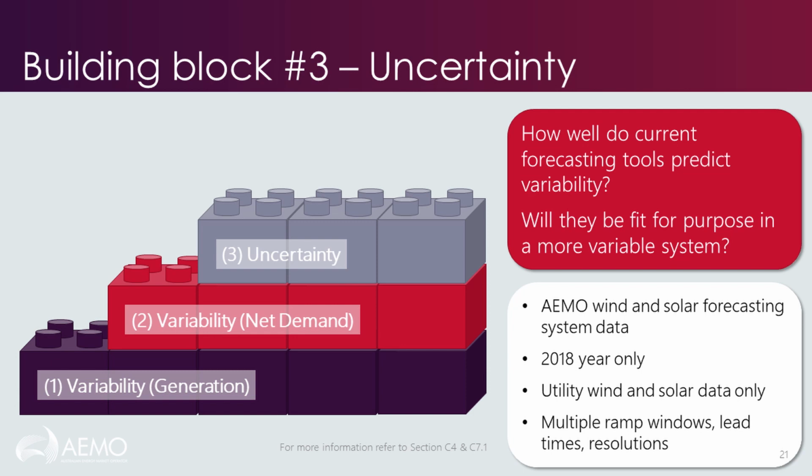If we can't predict them well, then we need to ask ourselves if our current tools will be fit for purpose going forward. For this analysis, we compiled a new dataset of forecast accuracy measures for 2018 only. This was across all large-scale wind farms and solar farms, so no distributed PV. The information we compiled was from AEMO's dispatch, 5-minute pre-dispatch, and pre-dispatch processes.